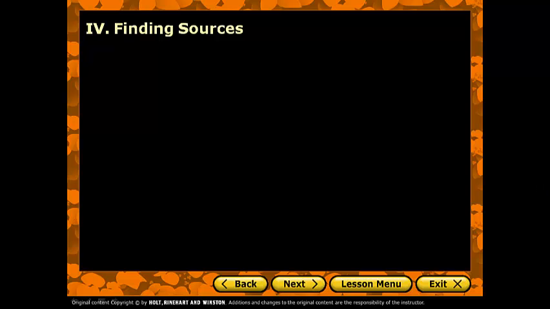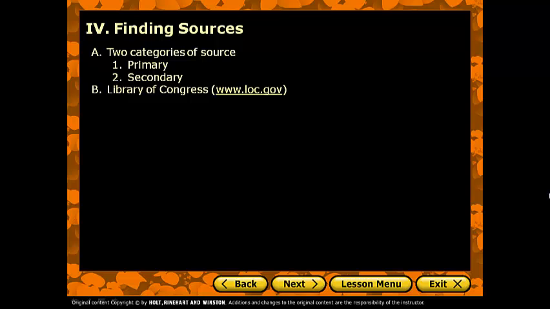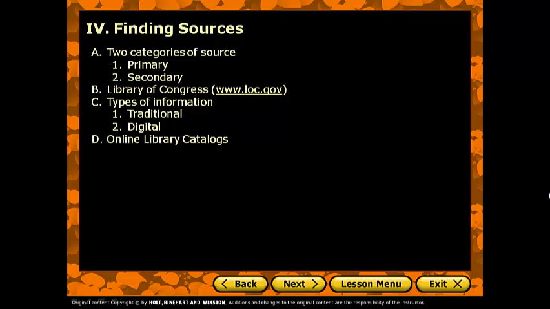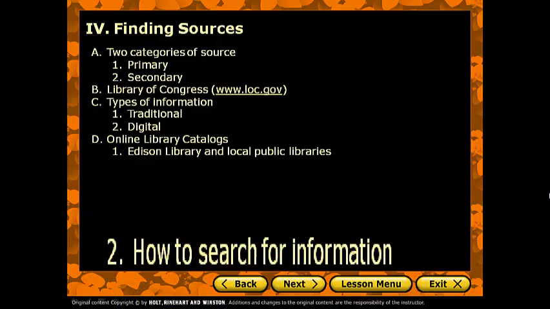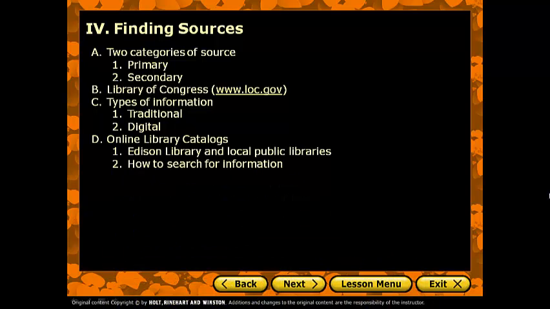So in this lesson, we looked at a ton of stuff. Finding resources. We talked about two categories of sources. We had primary, and then we had secondary. Then we talked about Library of Congress at www.loc.gov. We looked at types of information being traditional, our print sources, and our digital sources. Then we discussed online library catalogs, what is available at our Edison library, and then Miss Taylor is going to go through the local public libraries. How to search for information.